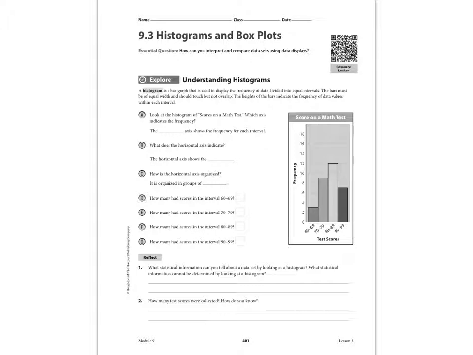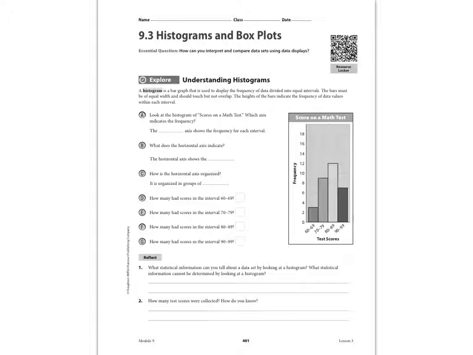So this lesson is sort of a continuation of 9.2, where we're dealing with one variable data. We learned how to do dot plots, and we've dealt with data distribution shapes, if it's symmetric or skewed. We calculate mean, median, range, IQR, and standard deviation. We're going to continue to do some of those things, but we're looking at not just dot plots, but also histograms and box plots, which are two other displays.